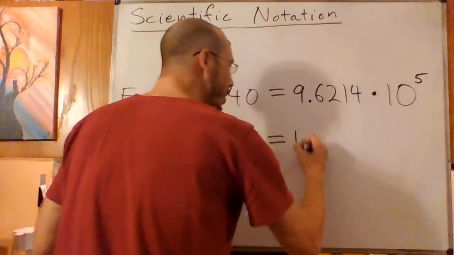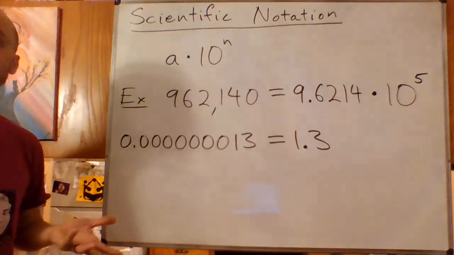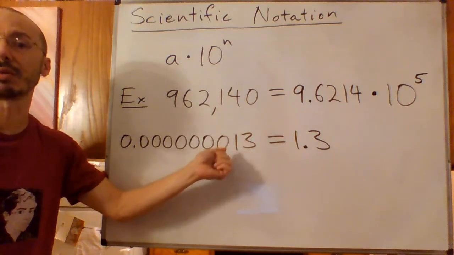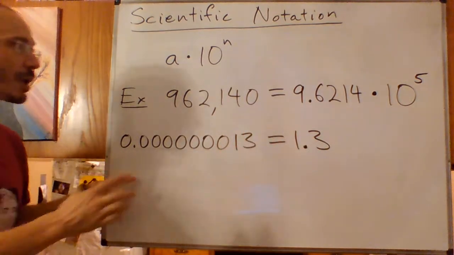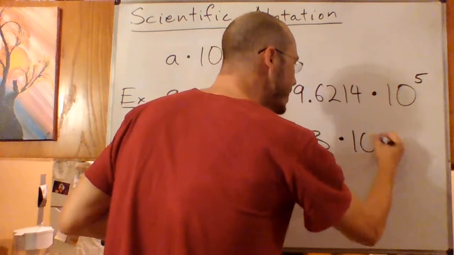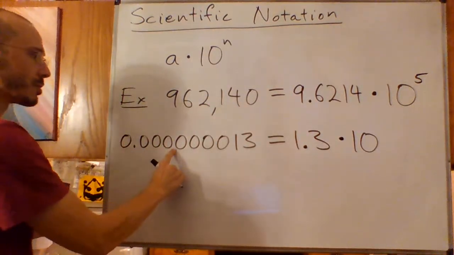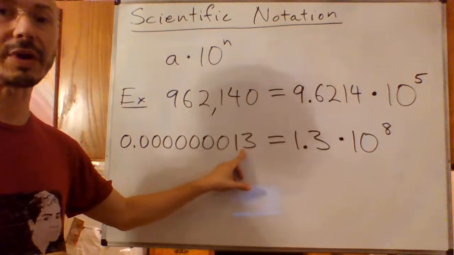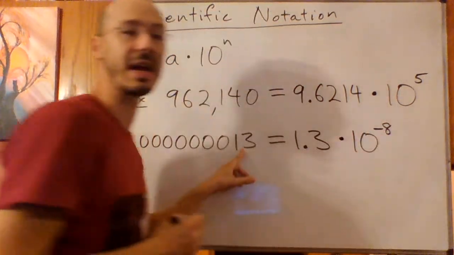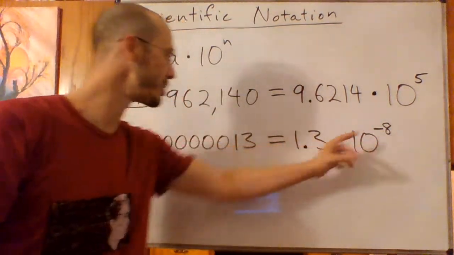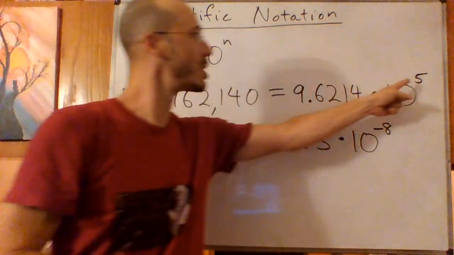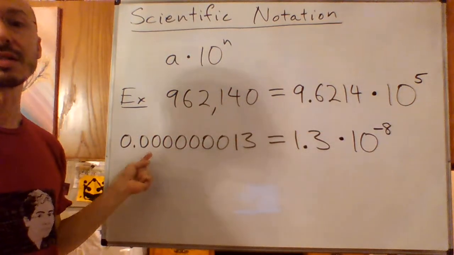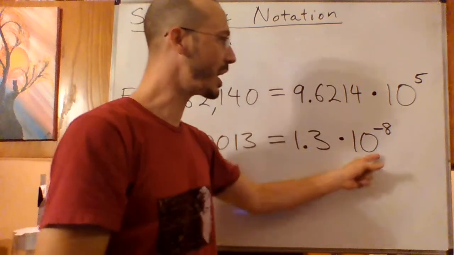So my number part is going to be 1.3, number between 1 and 10. 13 is too big. 0.13 is too small. 1.3 is perfect. Now the number of places that I need to move the decimal is what's going to go up here. 1, 2, 3, 4, 5, 6, 7, 8 places. So this is 1.3 times 10 to the negative 8th. I know it's a negative exponent because this is a small number. Large numbers have positive exponents in scientific notation, and small numbers have negative exponents, a negative power of 10.